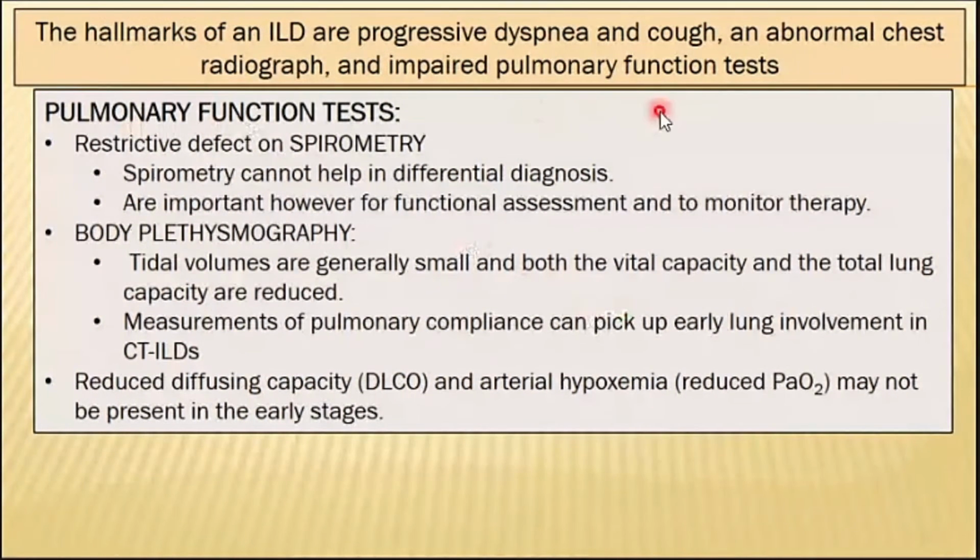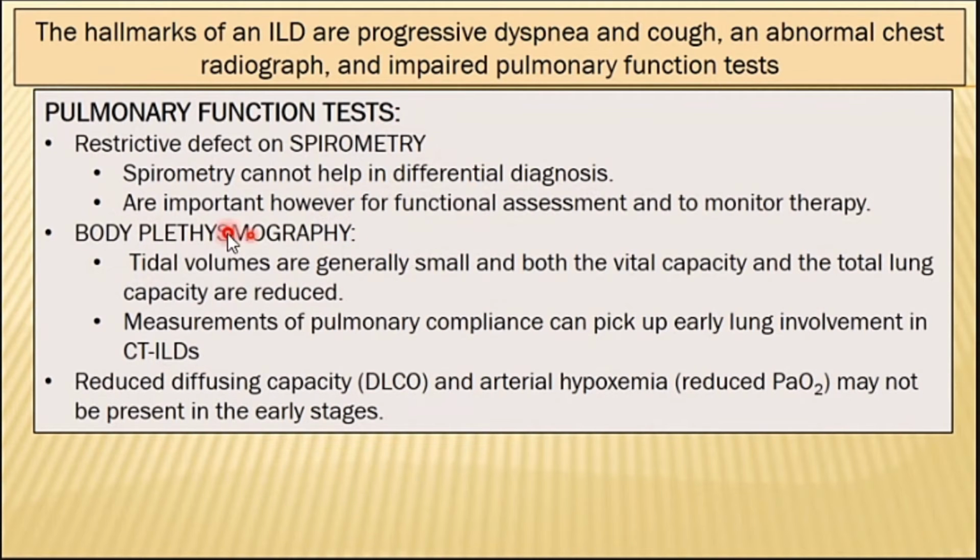Now, pulmonary function tests, again, what we will definitely get is a restrictive defect on spirometry. But like I've said before in previous classes, spirometry alone cannot help in differential diagnosis. However, once we have a definite diagnosis of ILD, spirometry is useful in functional assessment over time, response to therapy. Okay, then spirometry becomes more useful. But to diagnose ILD, we cannot use spirometry. We need a body plethysmography if we're looking at pulmonary function test.